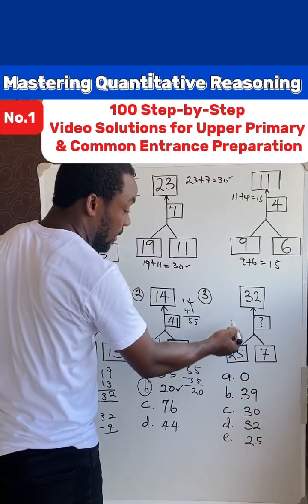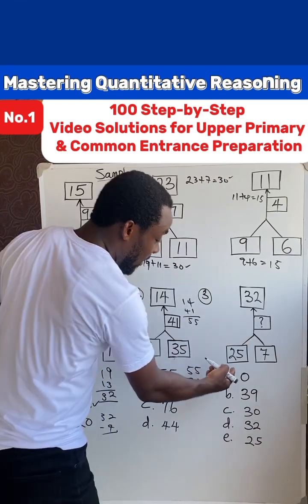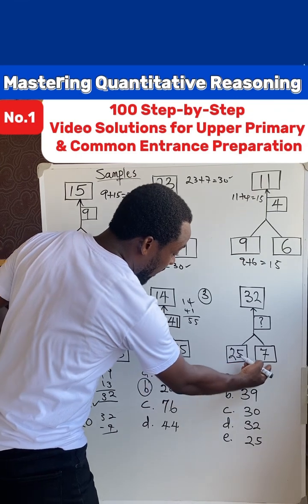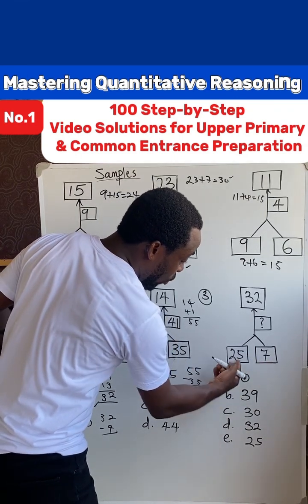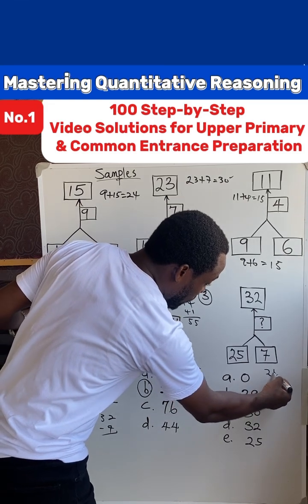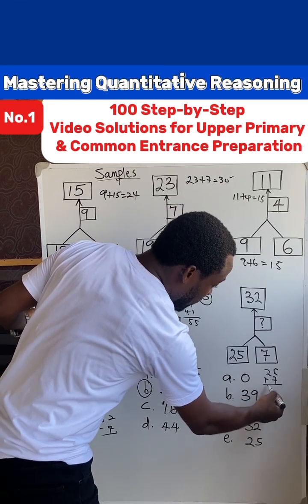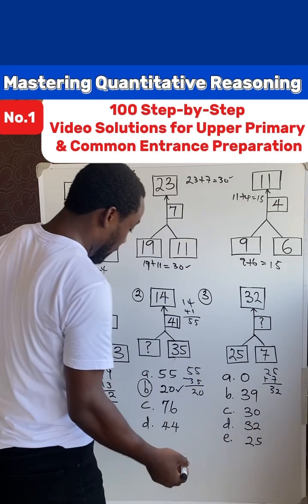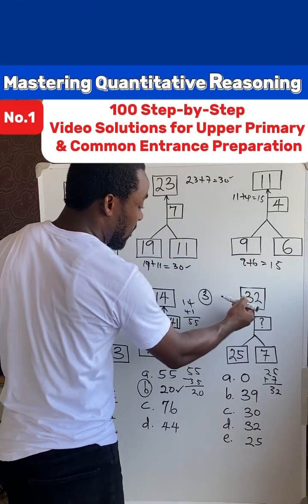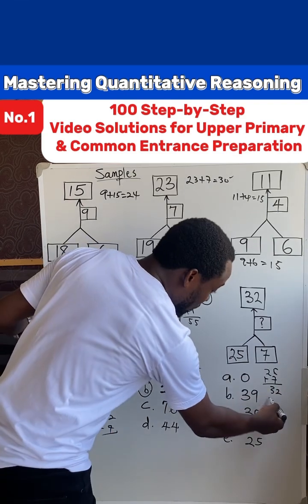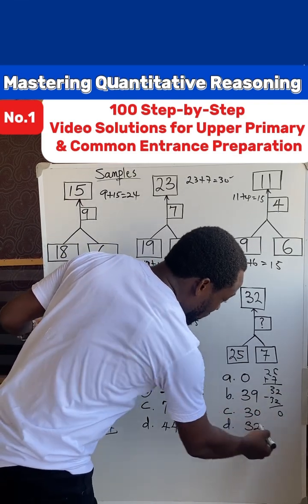I come over to this. The same thing. The down pair is complete. I have 25 and 7. So I quickly add the two of them. 25 plus 7 will give me 32. So 32 minus 32 should give me this, and 32 minus 32 is 0.